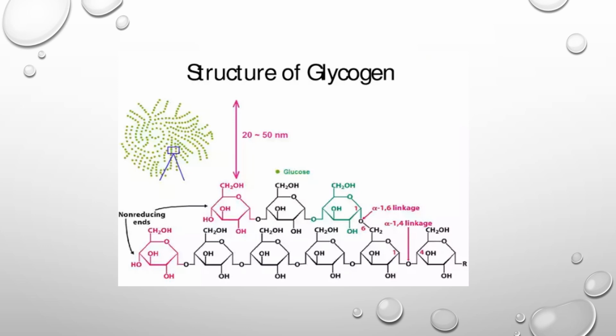This is the structure of glycogen. If you look at this glycogen structure, it contains alpha-1,4 and alpha-1,6 linkages.